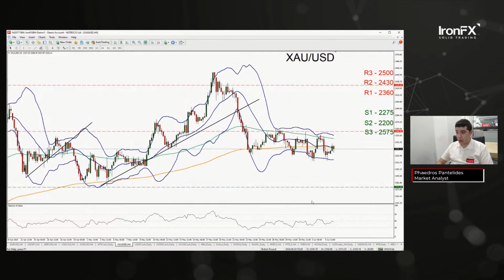In the event that we are wrong, we could see the precious metal remaining in a sideways fashion between S1 and R1, as long as it respects the S1 and R1 support and resistance levels, respectively.